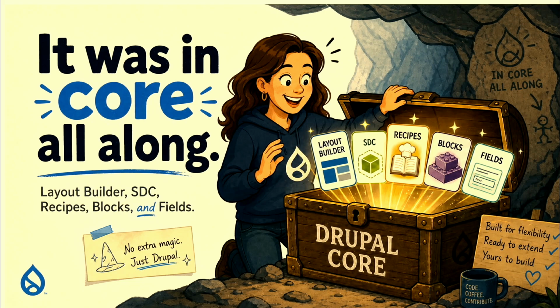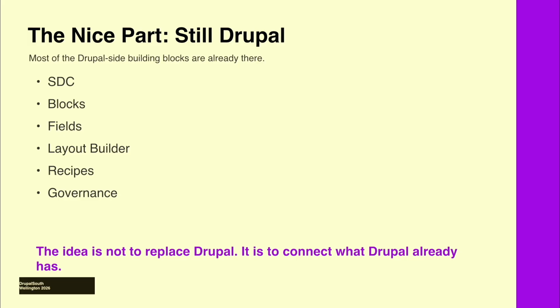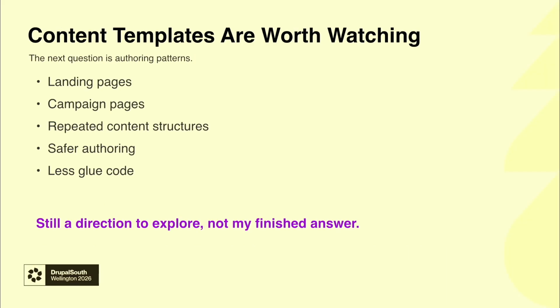So the first part of the demo was about SDC. SDC gives us a clear boundary, a way to connect Drupal with modern front-end technology, including web components. Drupal now gives us a tool to package the related parts together: the components, the block, the field, the layout experience, and the recipe. That means we can make the site more flexible for site builders, but still keep the governance and the consistency.